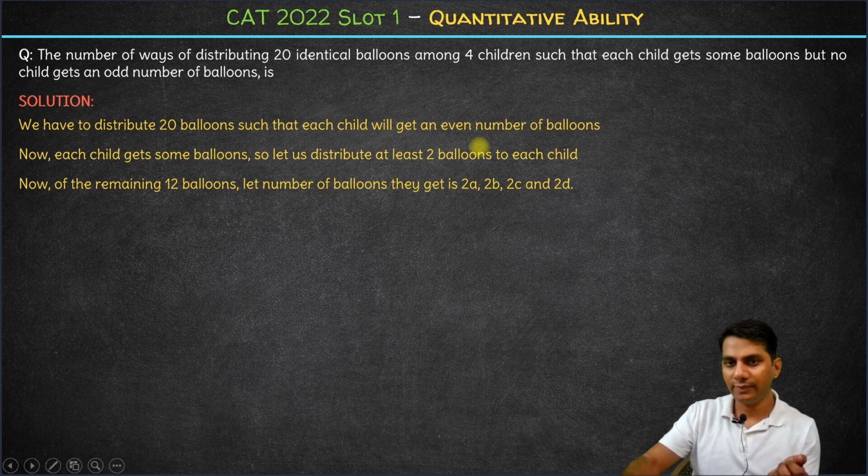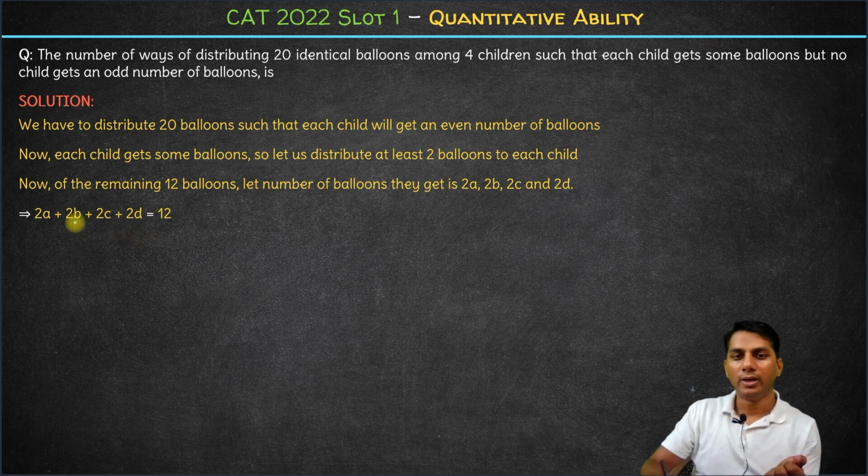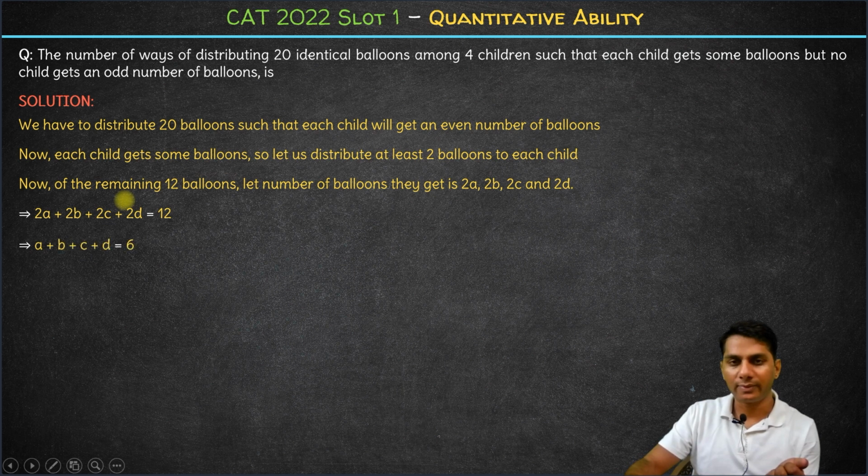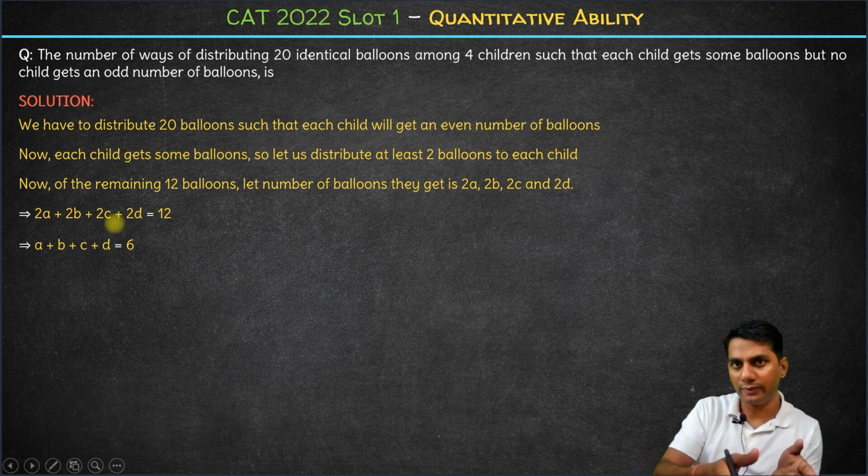Okay? Fine. So we have 2A plus 2B plus 2C plus 2D equal to 12. Simplifying this equation, we have A plus B plus C plus D is equal to 6. Now this effectively boils down to distributing 6 identical objects among 4 different groups. All the 4 children are different, right? So distributing 6 identical objects amongst 4 different groups.